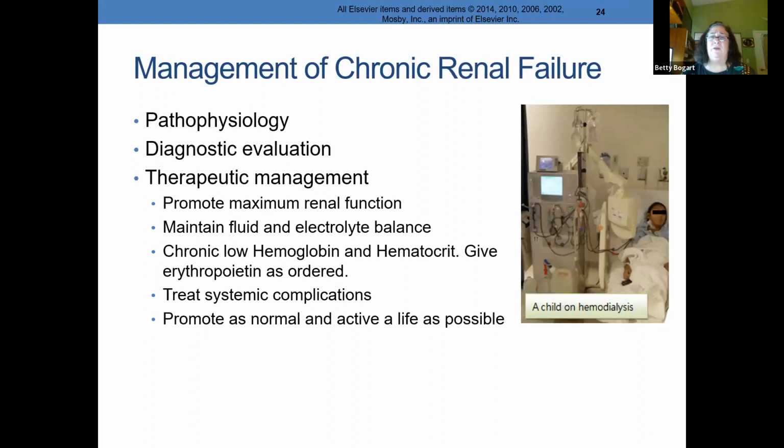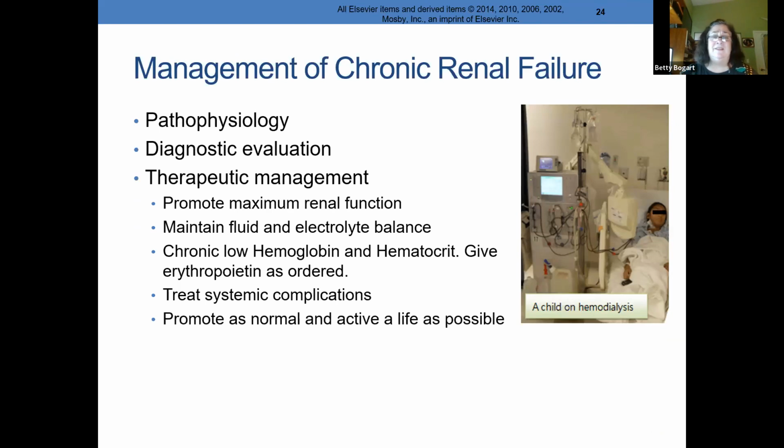So how do we manage chronic renal failure? Well, we want to have the kidney work as well as it can for as long as it possibly can, right? For sure. Electrolyte imbalances are huge. So we want to keep that potassium under control and the other electrolytes too.